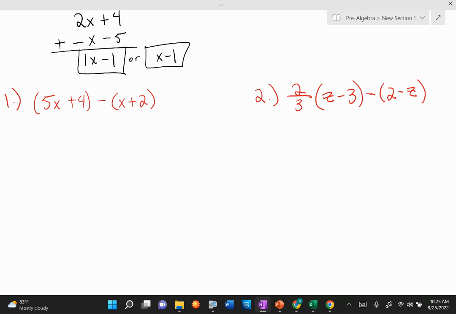Negative 2. Yeah. So that's 10? Yep. Then what about your x's? It's 5 minus 1. Okay. Which is 5 minus 1. It's 4. So it's 4x minus.